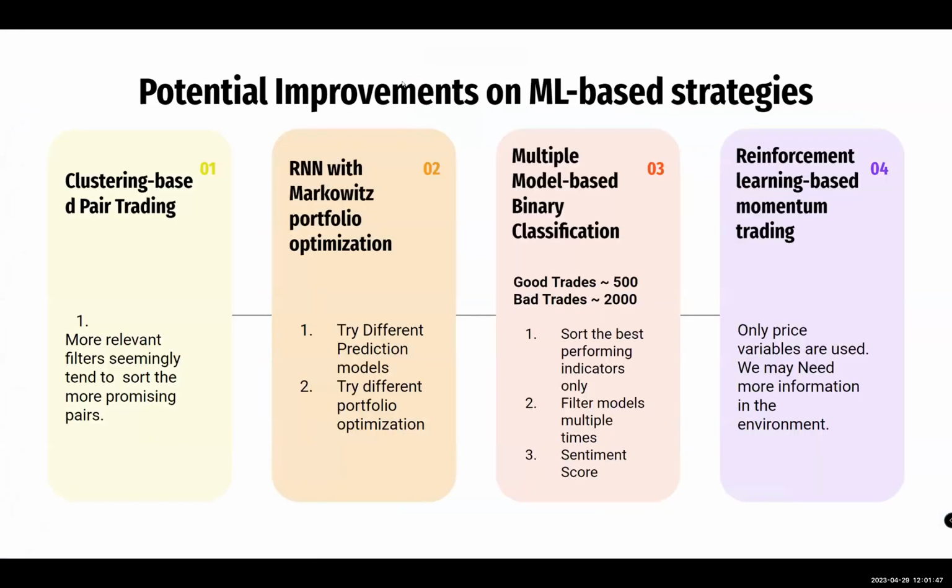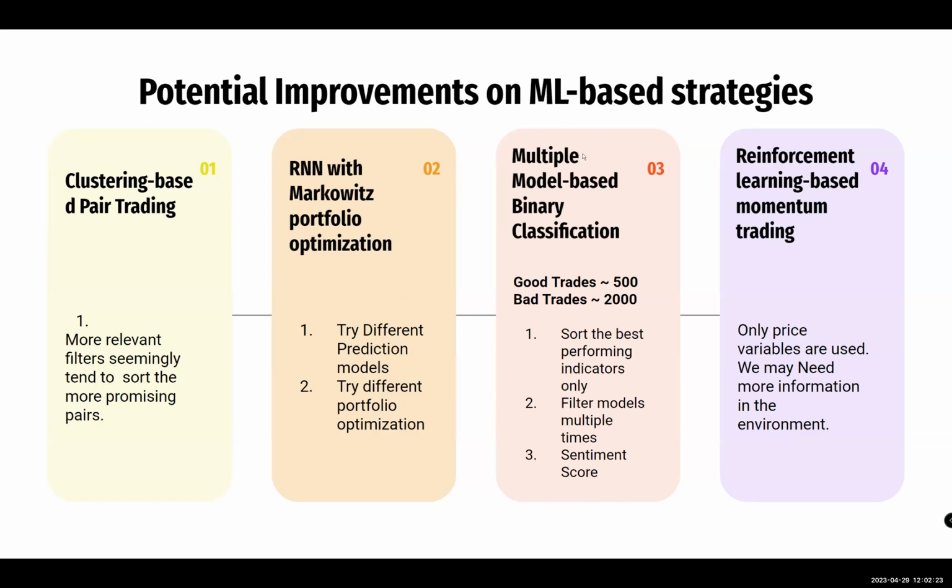So here are some improvements or the reasons for the performance. For the clustering-based pair trading, our observation is that the more relevant filters we use, the more promising pairs you can usually find. And for the portfolio optimization, we can try different prediction models. In our project, the RNN model we use is maybe still too simple. I know other researchers use more advanced prediction models, or maybe you can try different portfolio optimizations.